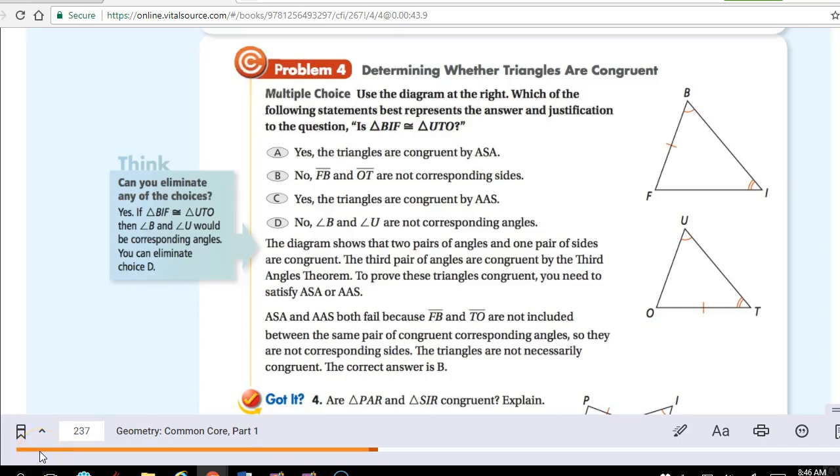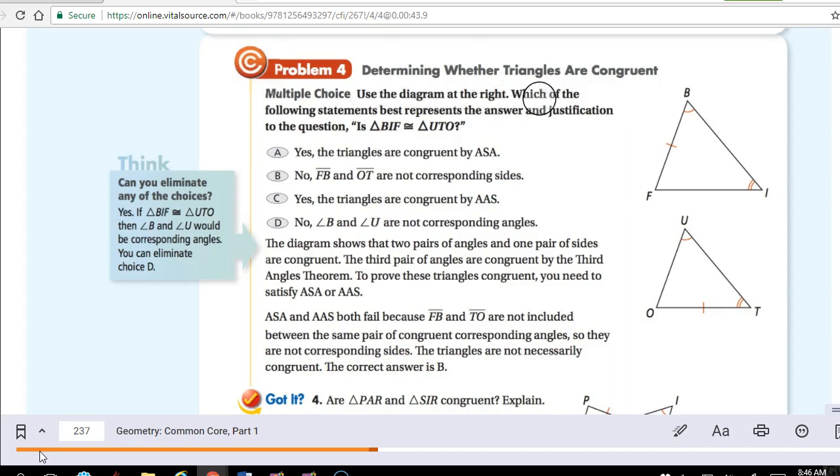Hello again. We're going to look at problem number 4 in lesson 4.3 in your textbook found on page 237. This one is talking about determining whether triangles are congruent. That's what this section is about. And this one is just phrasing it as a multiple choice question, but there's things we can learn about this.